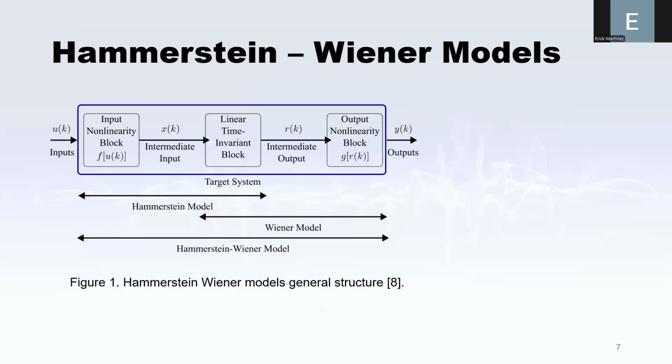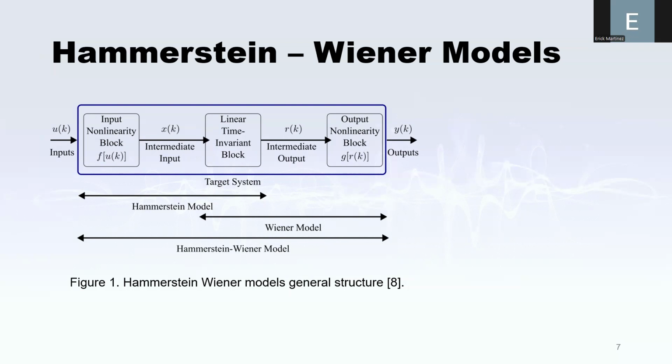So the proposal of this work is to use a method that is called the Hammerstein-Wiener models. Hammerstein-Wiener models are composed of three elements. We have an input nonlinearity, a linear time invariant block, and an output nonlinearity. And here, one key aspect to consider is that for the Hammerstein model, you only need the input nonlinearity and the linear time invariant block.